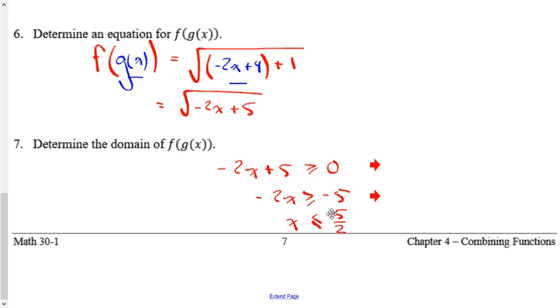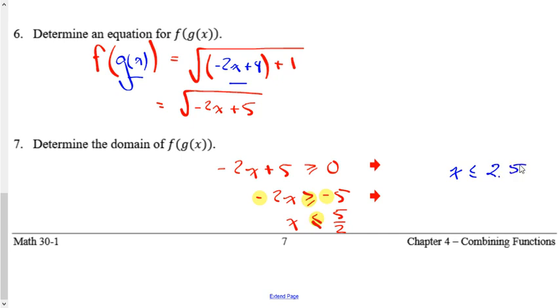Remember, when I got rid of this negative 2 by dividing both sides by negative 2, I had to switch the direction of this inequality. So it became a less than or equal to sign rather than a greater than or equal to sign. And that's because I divided by a negative. So x is less than or equal to 5 halves, that's the same as saying that x is less than or equal to 2.5.